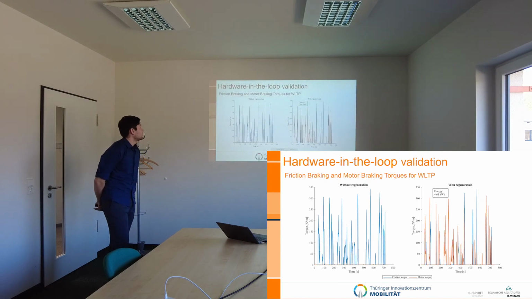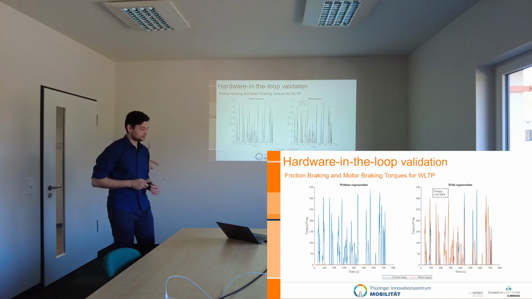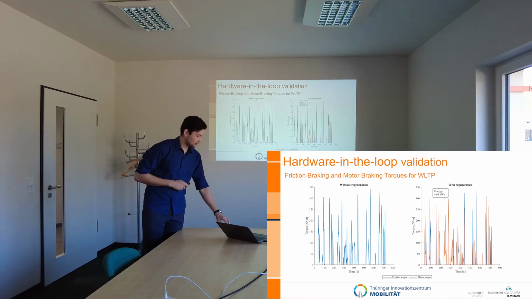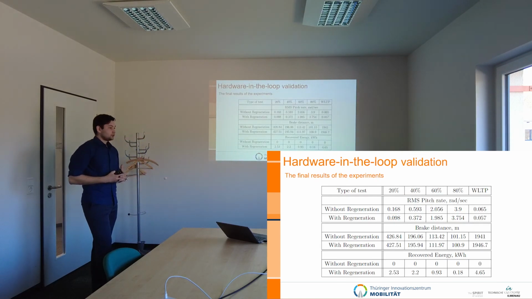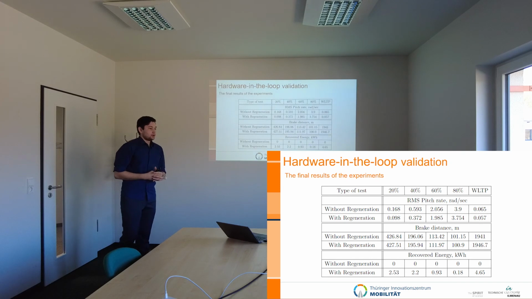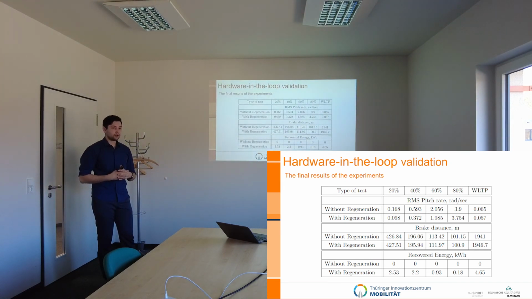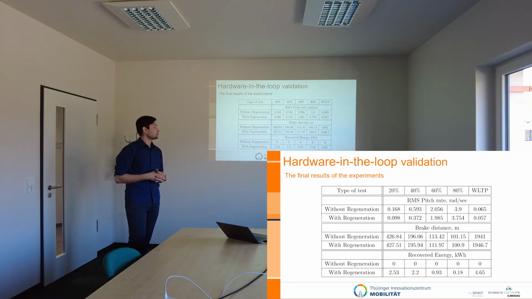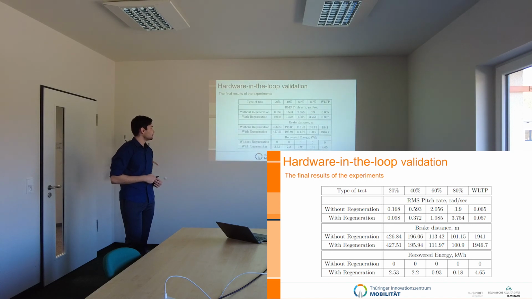And you can see here the friction and motor braking torque for the given procedure. You can see here that some of the braking torque was replaced by motor torque, and the recovered energy was calculated, 4.65 kilowatt hours, while without regeneration we don't have recovered energy. So, based on the previous tests, a table was made in hardware in the loop, and we can see that the given regenerative strategy performed well, and the main task was accomplished, I mean driver perception, and we even have recovered energy compared with no regeneration.